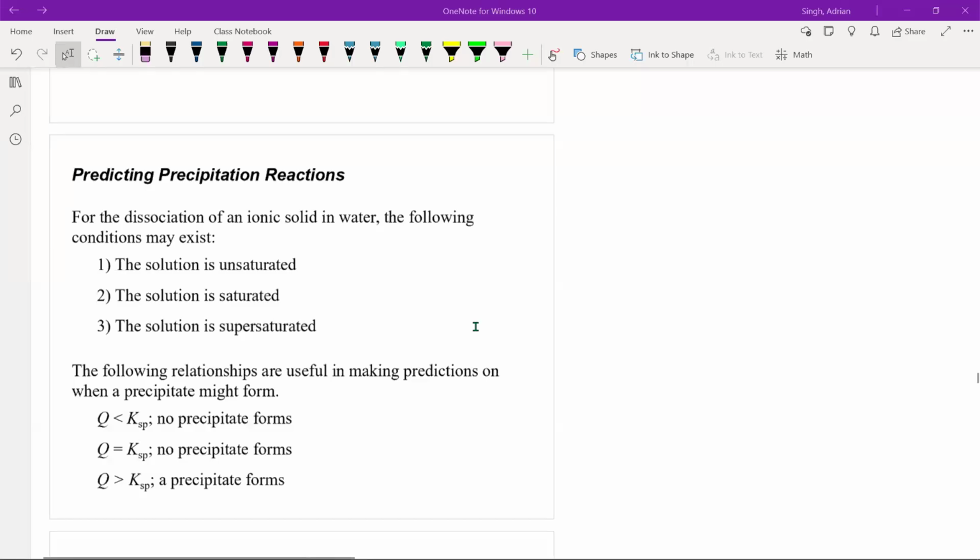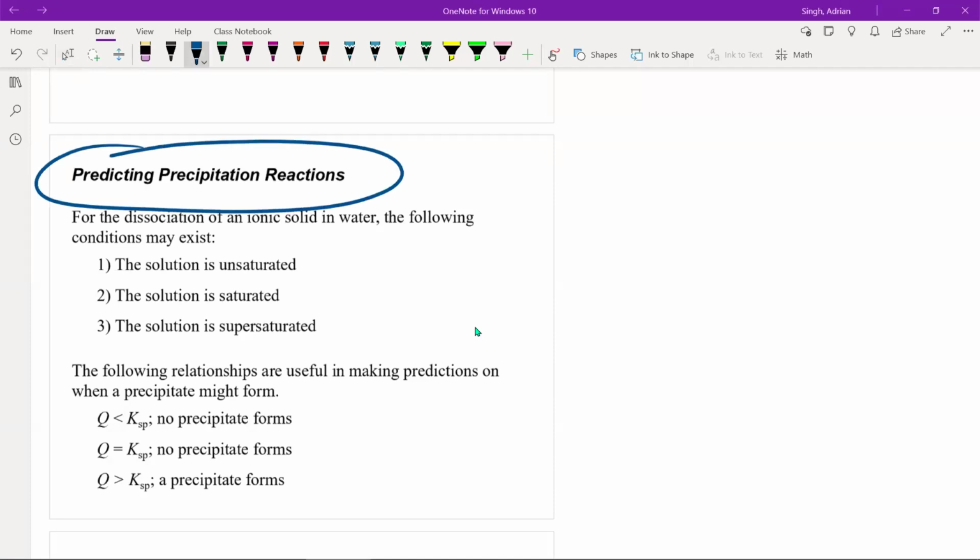Okay, so now that we know how to express the solubility of sparingly soluble salts using equilibrium expressions, we can now use that information to predict whether precipitates or solids will form in a reaction. And there are a couple conditions that can exist.